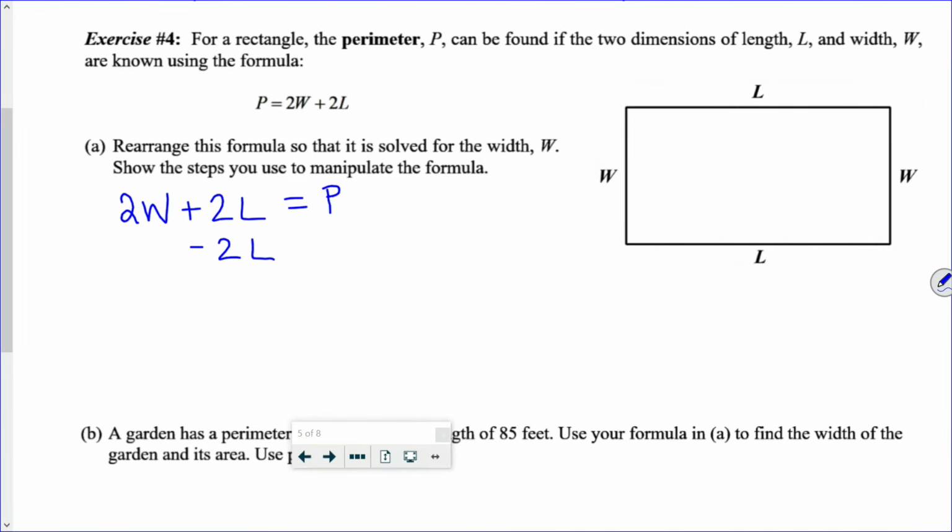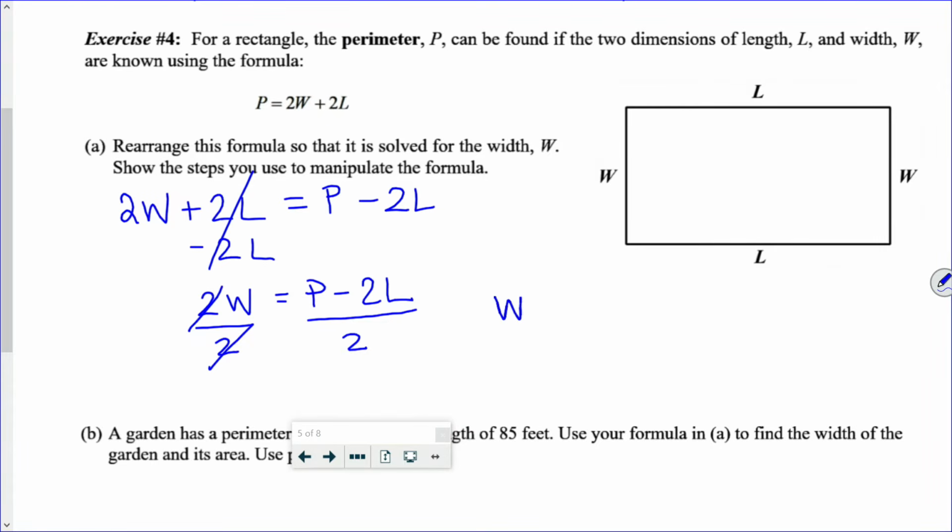So the first thing I'm going to do to get my W all by itself is subtract 2L from both sides. That's going to give me 2W is equal to P minus 2 times the length. And now I'm going to divide by 2 on both sides. Remember to get that 2 underneath the entire fraction. And I'm going to get W equals P minus 2L, all divided by 2.